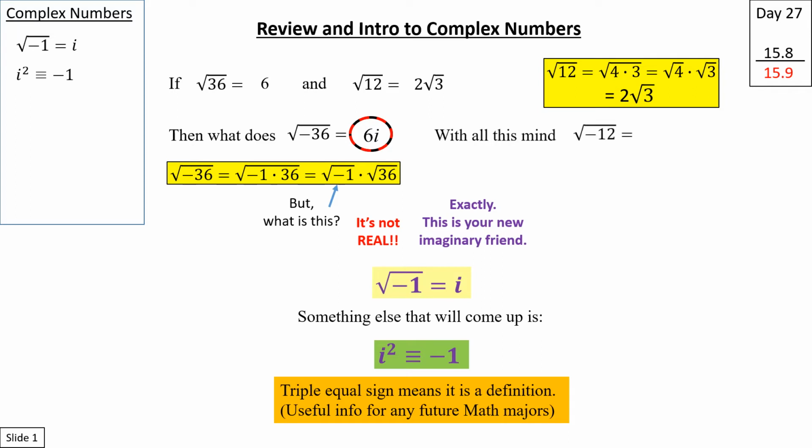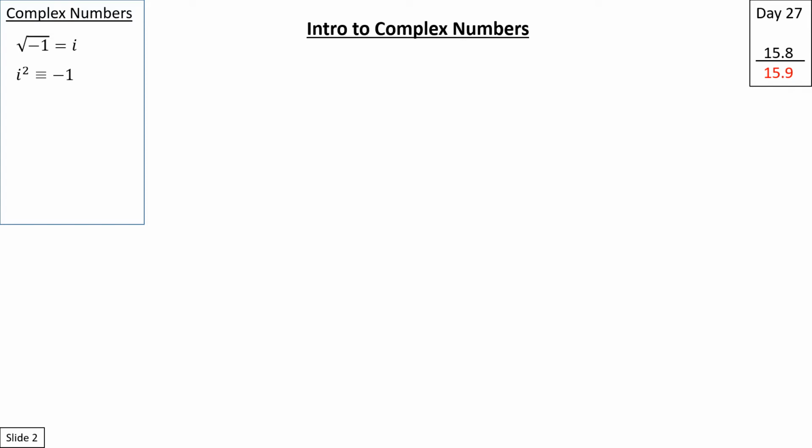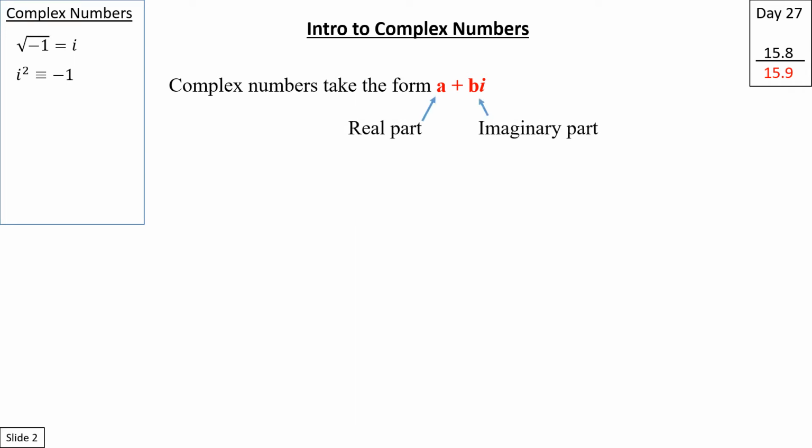With all this in mind, what would be root negative 12? And if you said 2i root 3, you're right. So here's our introduction to complex numbers. Complex numbers take the form a plus bi, where a is the real part and bi is the imaginary part.